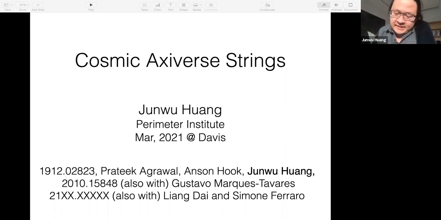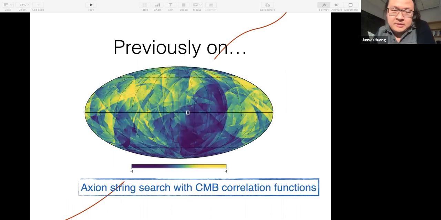So first, I will start with something that is more related to what he said last week. I will start with a short review, but I think it's the same audience from last week, so this will be very fast. What Anson told you last week is that we can look for axion strings through measurement of the CMB polarization correlation function.